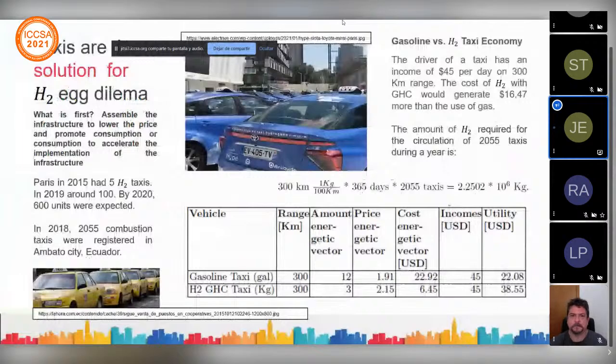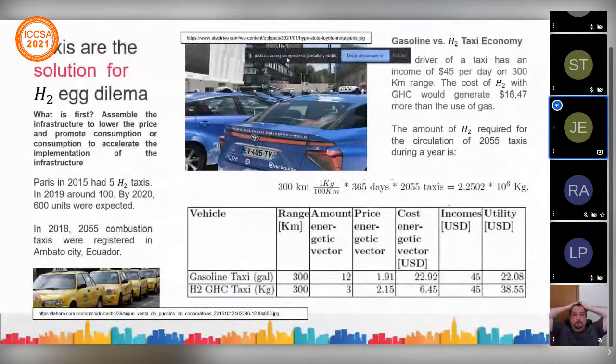What is the hydrogen chicken-and-egg dilemma? And we present a special solution. What comes first? Assemble the infrastructure to lower the price and promote consumption, or consumption to accelerate the implementation of the infrastructure? Paris in 2015 had 5 hydrogen taxis. In 2019, around 100, and 2026 units were expected.